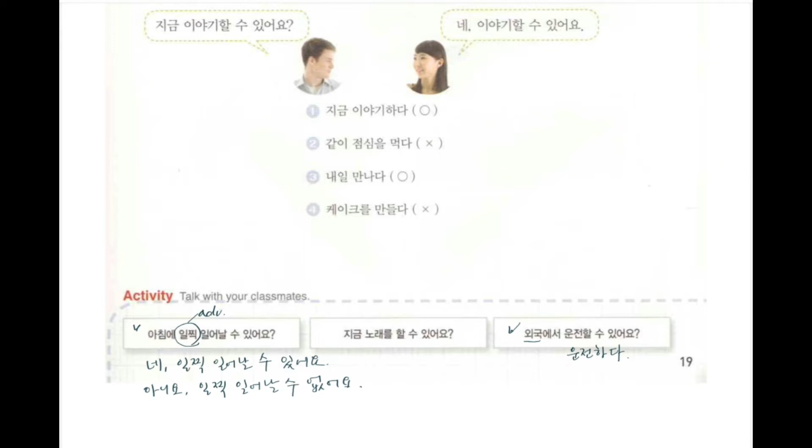외국에서 운전할 수 있어요? How about you? 여러분은 어때요? 외국에서 운전할 수 있어요? If you said yes, 어떻게 말해요? 네, 외국에서 운전할 수 있어요. 좋습니다. If you said no, 어떻게 말해요? 아니요, 외국에서 운전할 수 없어요. 말해요. 좋습니다. Very good.